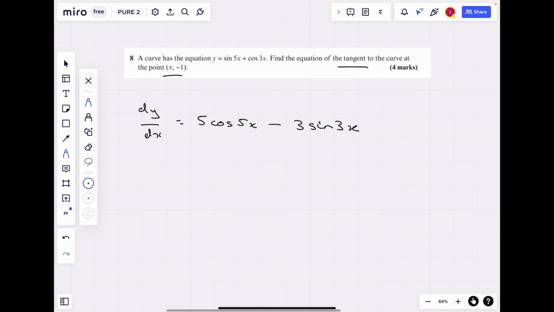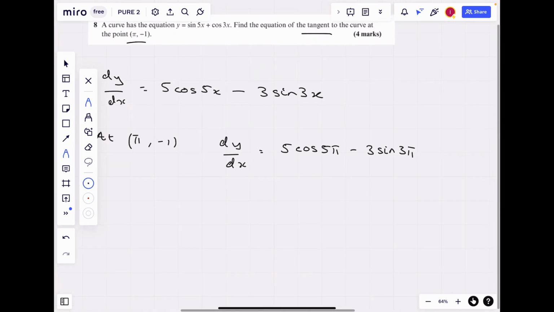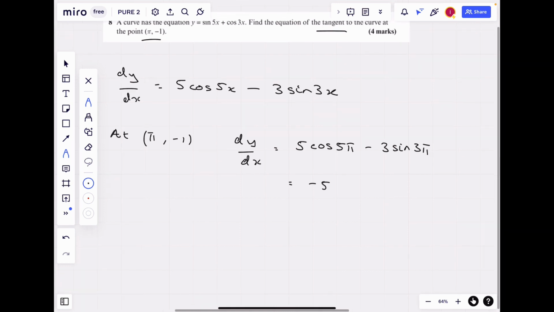Now, at the point pi, minus 1, your differential is going to look like this: 5 cos 5 pi minus 3 sine 3 pi. When you plug that into your calculator, you get minus 5. Okay? This is your gradient.